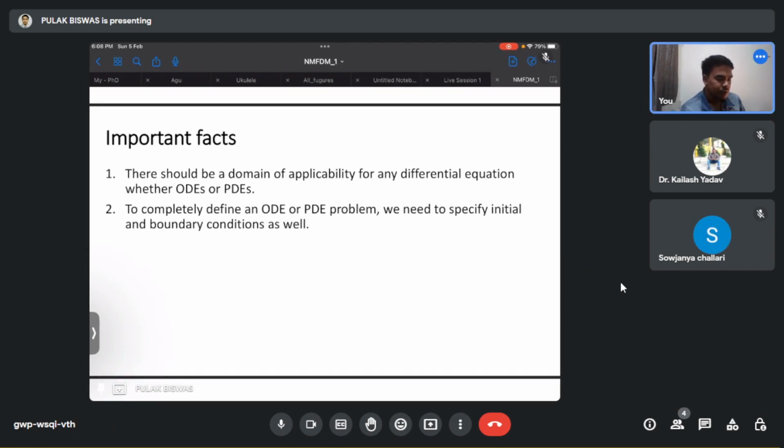So as you know, for differential equations, in order for the equation to be applicable, there is always a domain specified along with the ODEs, and also some initial and boundary conditions are associated with these differential equations.